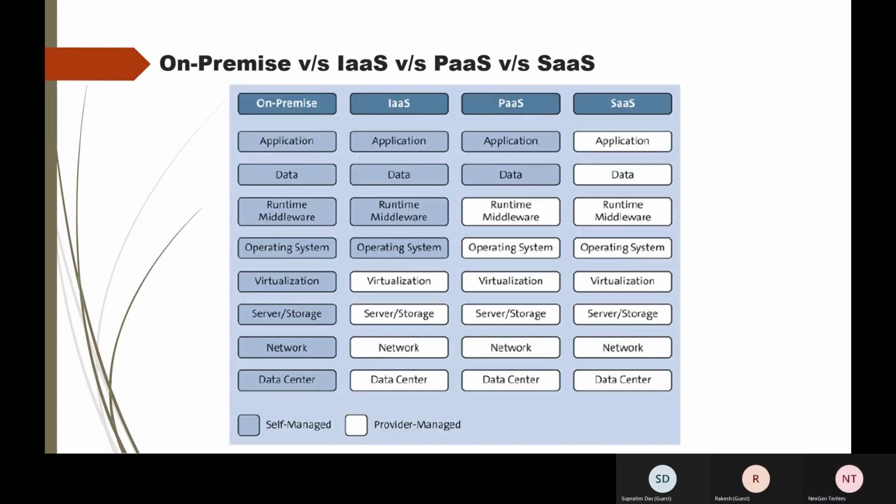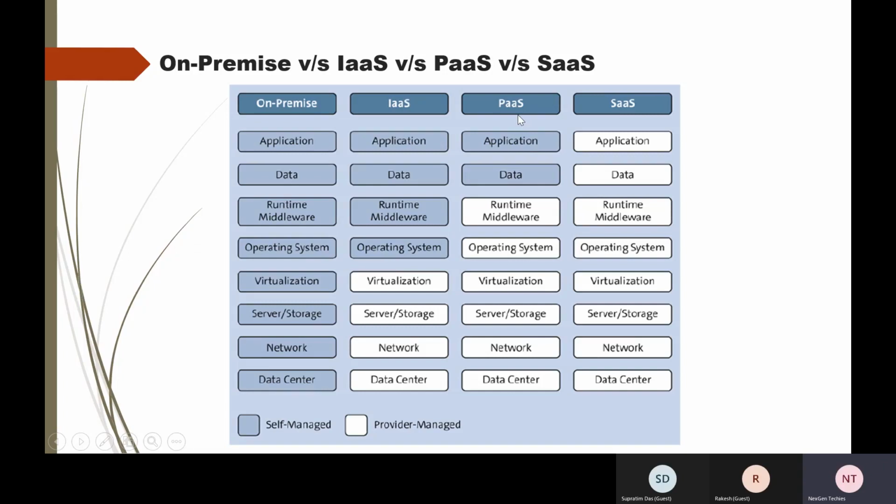If you see the comparison, in on premise you manage everything: data centers, networking, servers, storage, virtualization, operating systems, middleware, data, application. As a customer, you manage everything in the on premise model. But in infrastructure as a service, you manage operating systems, middleware, data, and applications. Virtualization, server, storage, network, and data center are managed by the cloud providers.